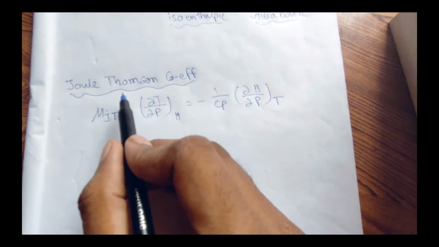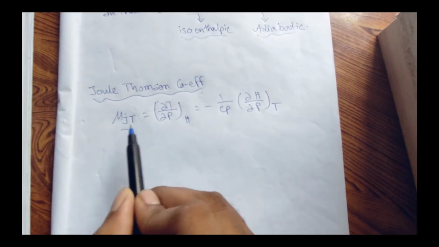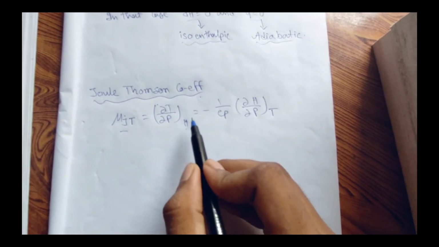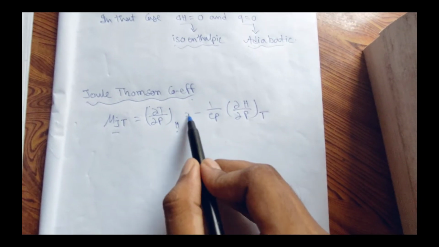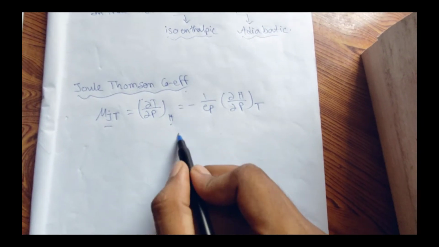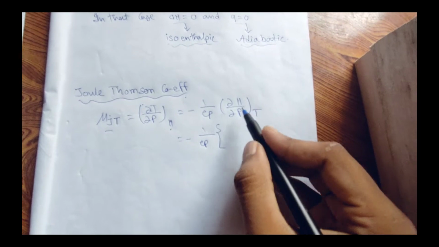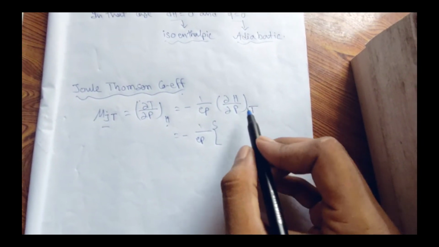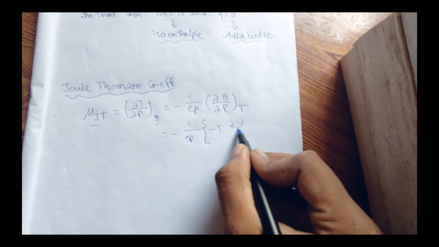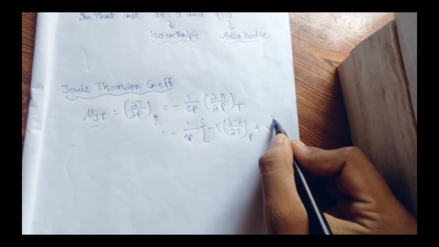Now come to the part Joule-Thomson coefficient. The Joule-Thomson coefficient is denoted by mu JT, which is equal to del T by del P at constant H, as it is isoenthalpic, which is equal to minus 1 by Cp del H by del P at constant T. This can also be written as minus 1 by Cp and del H by del P at constant T. By the thermodynamic second equation, you can also write it as minus T del V by del T at constant P plus V.